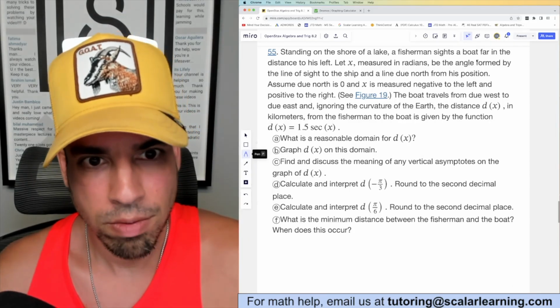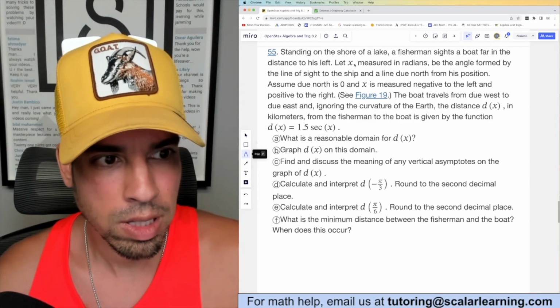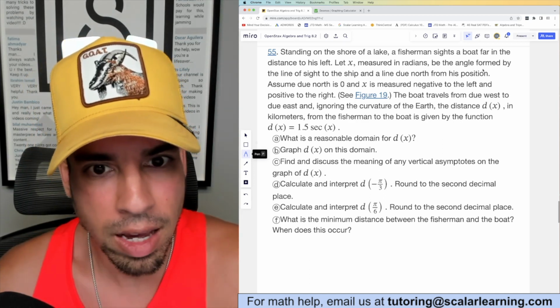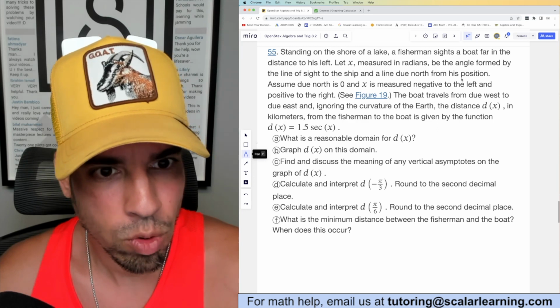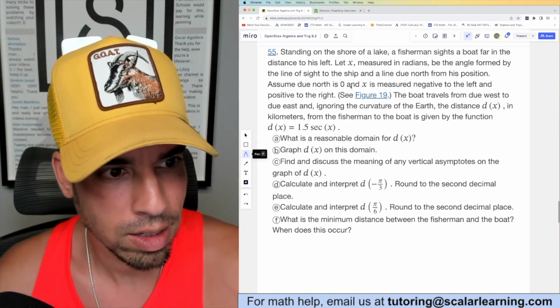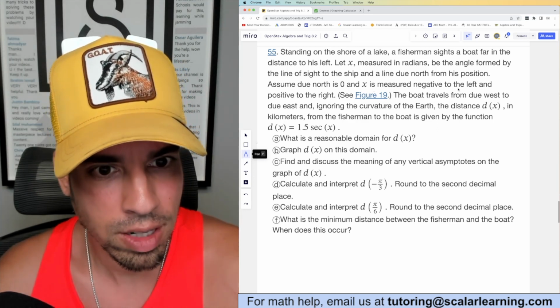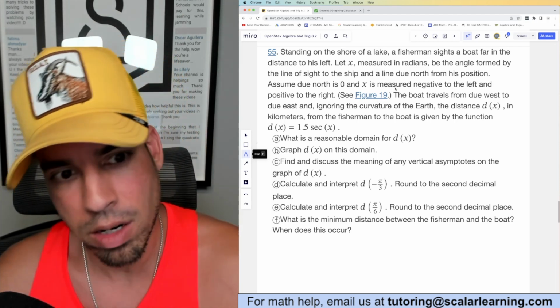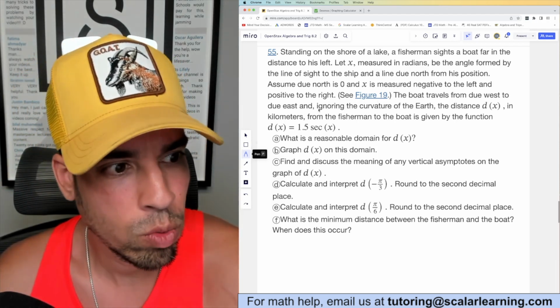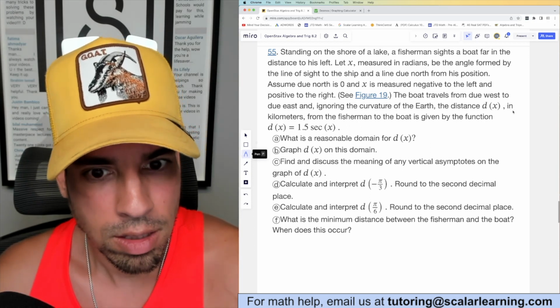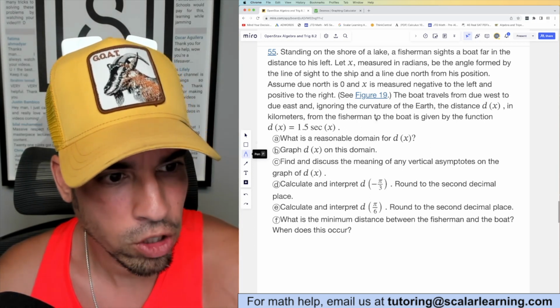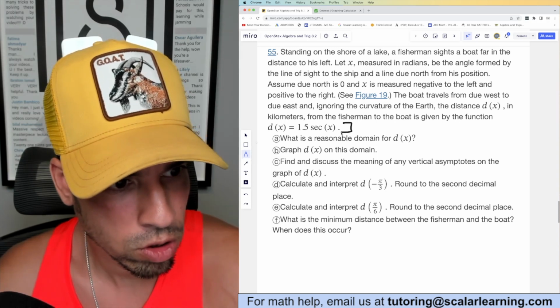Standing on the shore of a lake, a fisherman sights a boat far in the distance to his left. Let x measured in radians be the angle formed by the line of sight to the ship and a line due north from his position. Assume due north is 0 and x is measured negative to the left and positive to the right. Okay, standard. And the boat travels from due west to due east, ignoring the curvature of the earth. And the distance in kilometers from the fisherman to the boat is given by this function. So it's a trig function.